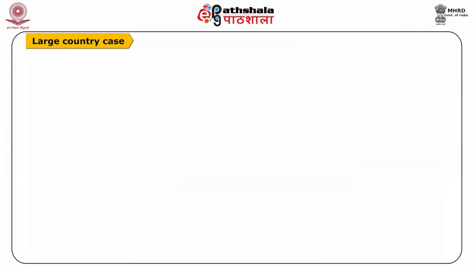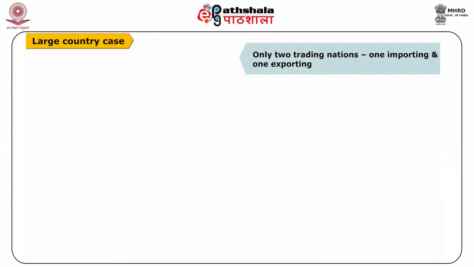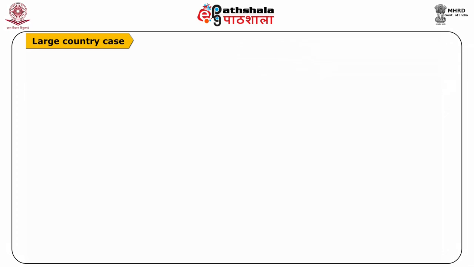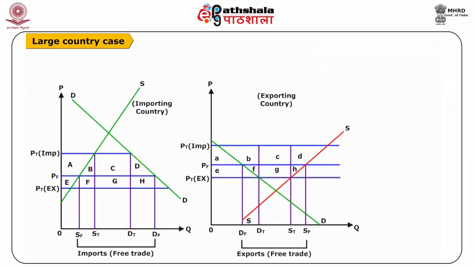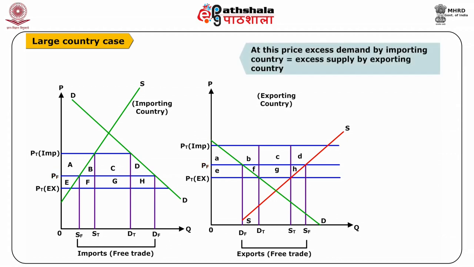Now, we will take the large country case. We here assume that there are only two trading nations, one importing and one exporting. The supply and the demand curves for the two countries are shown in the figure. PF is the free trade equilibrium price. At this price, the excess demand by the importing country equals the excess supply by the exporting country.